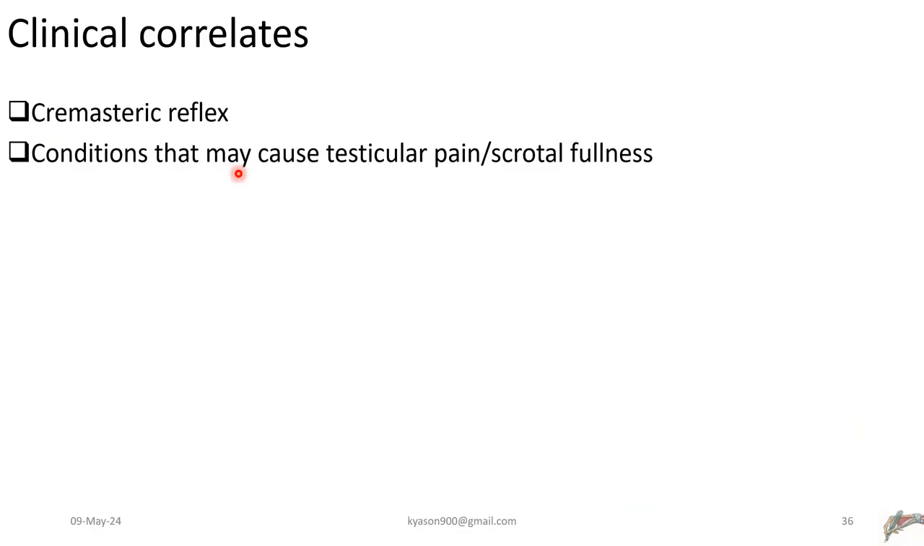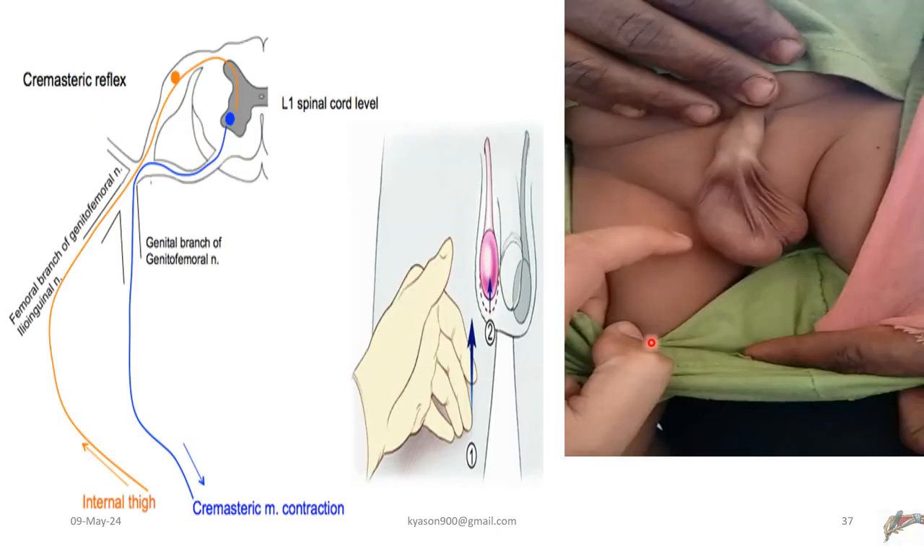Okay. There are a few clinical correlates that we have to talk about now. There's what we call the cremasteric reflex. The cremasteric reflex is a very, very important reflex, which is induced after touching or palpating the upper medial portion of the thigh of a patient. Once you massage that upper medial portion of the thigh, normally there will be some bit of testicular elevation. Why?